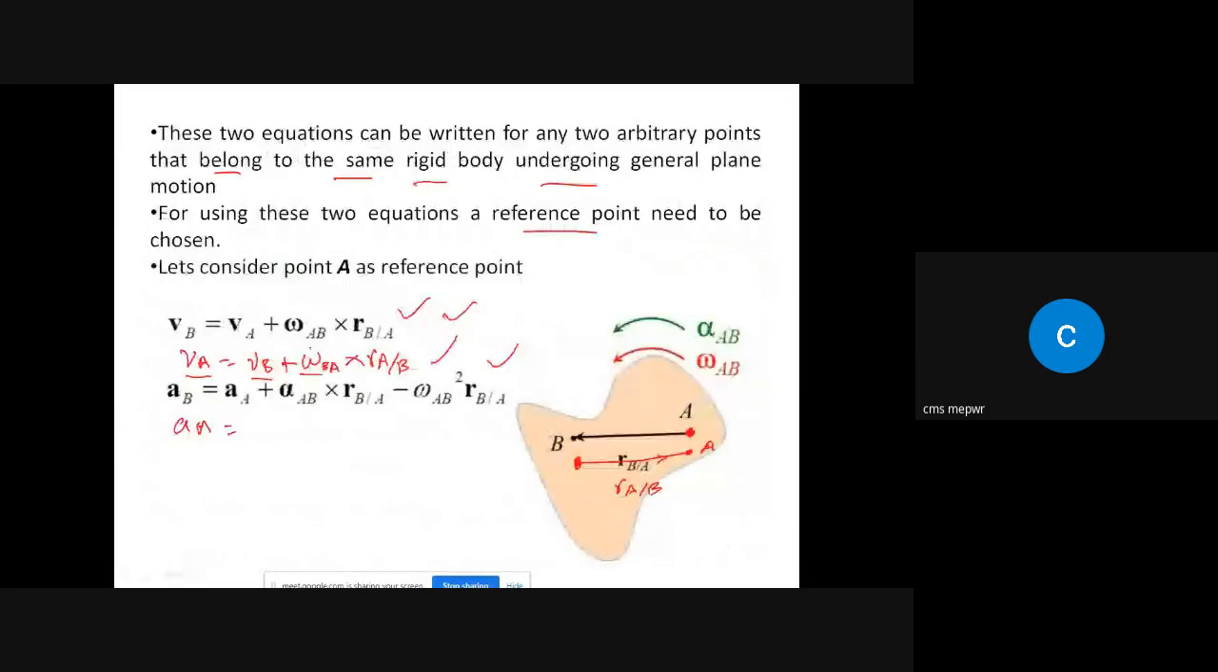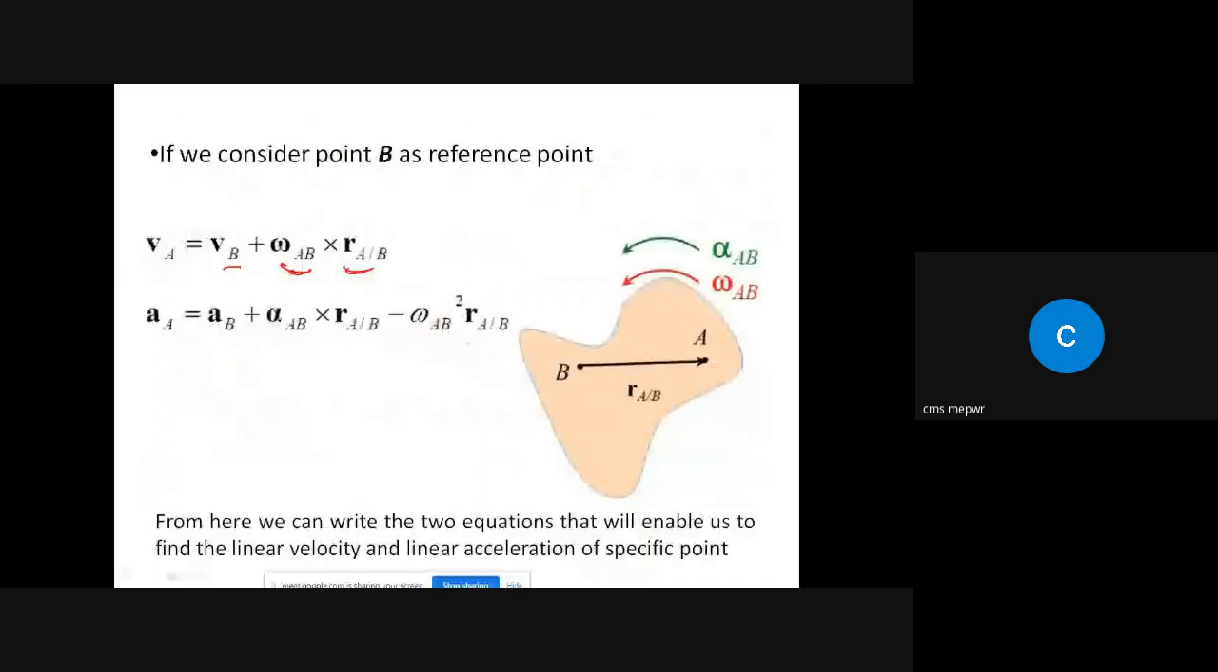In the previous case it was B to A. For this one, it's A with respect to B now. And similarly, we will have the case for acceleration. So from here, we can write these two equations, and these equations will enable us to find the linear velocity and linear acceleration for any specific point in case of a rigid body exhibiting planar motion.